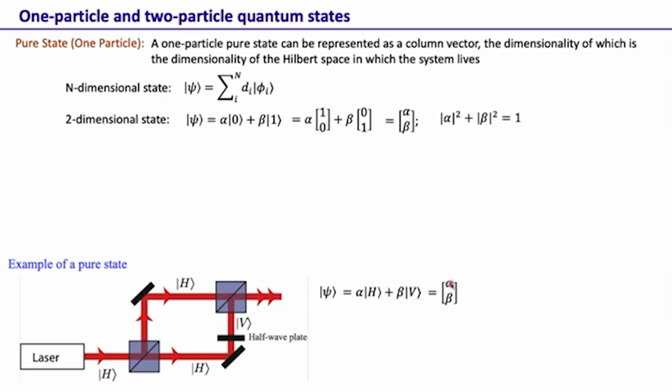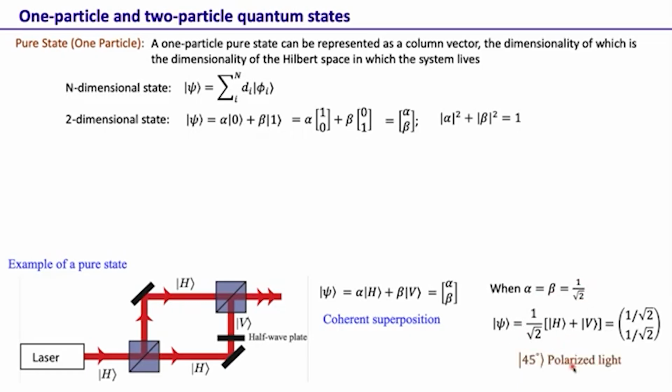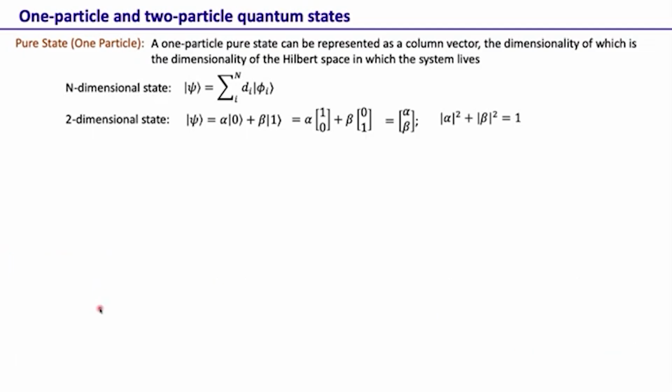And this we can represent as just alpha, beta, just like we did over here. So that's the coherent superposition, and this is what's called a pure state, a one particle pure state. Of course, when alpha and beta are equal to 1 over root 2, we have psi equal to 1 over root 2 (H plus V), and that's 45-degree polarized light. So that's an example of a two-dimensional one particle pure state.